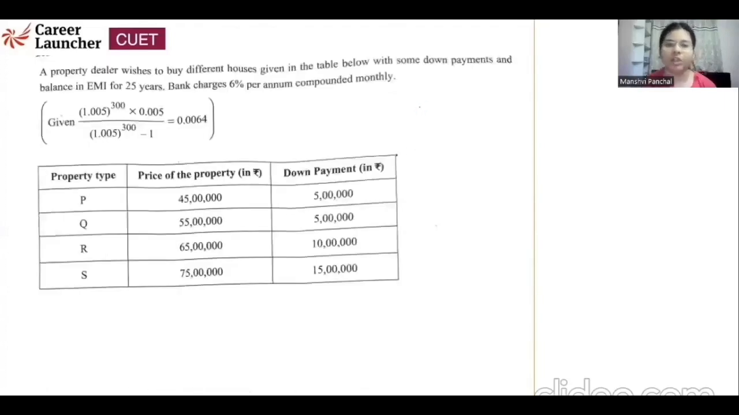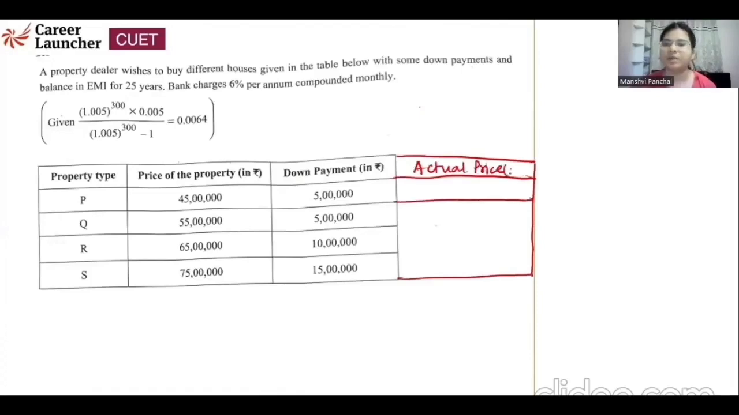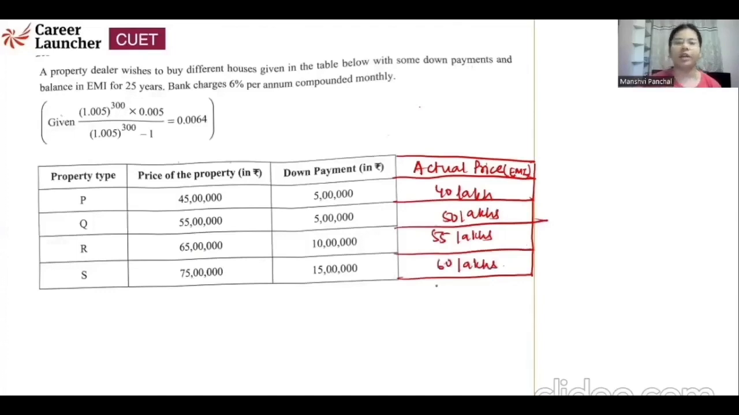So if I make a table beside it, the actual price that you have to pay, actual price means the price on which EMI will go. Okay. So it will be 45 lakhs minus 5 lakhs, which is 40 lakhs. This will be 50 lakhs. This will be 55 lakhs. And this will be 75 minus 15 lakhs. It means 60 lakhs. Now I have to calculate EMI on each of them.